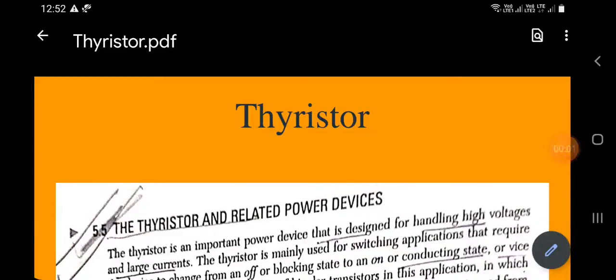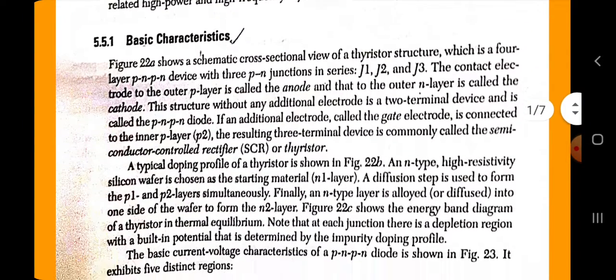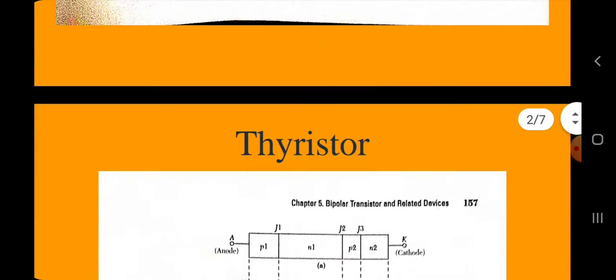What is a thyristor? Today I, Dr. Vandana Ranga, would like to discuss this with you. The thyristor is an important power device that is designed for handling high voltages and large currents. The thyristor is mainly used for switching applications that require the device to change from an off or blocking state to an on or conducting state, or vice versa.